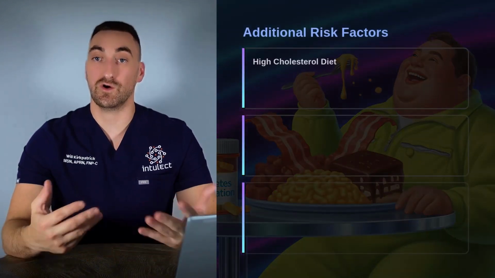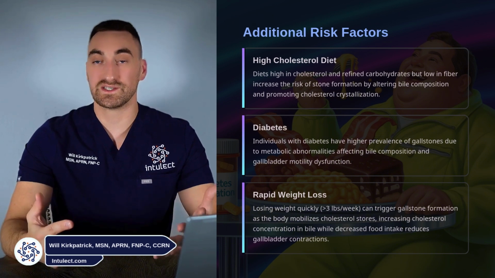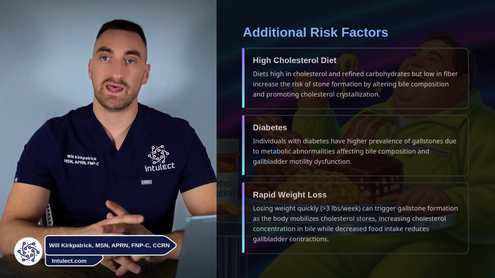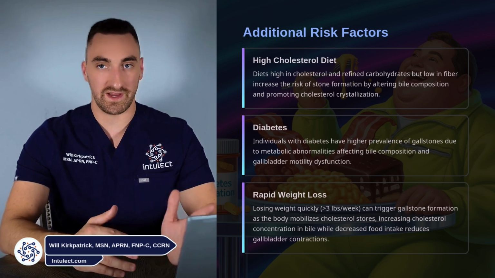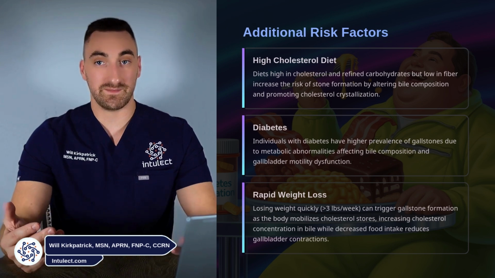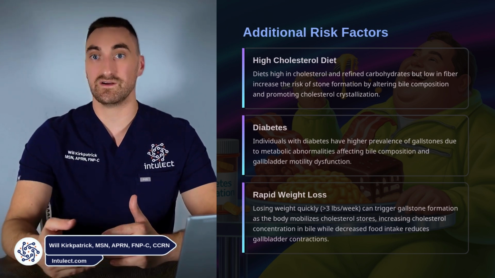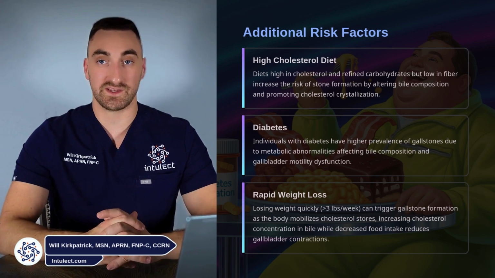So those who are obese and those who eat a high-fat diet are at risk for cholecystitis. And it's not necessarily the high-fat diet, it's more of a high cholesterol diet that's more directly related to this. And of course, another risk factor is diabetes, as this is more likely to occur with these kinds of patients. And then rapid weight loss is actually another risk factor.